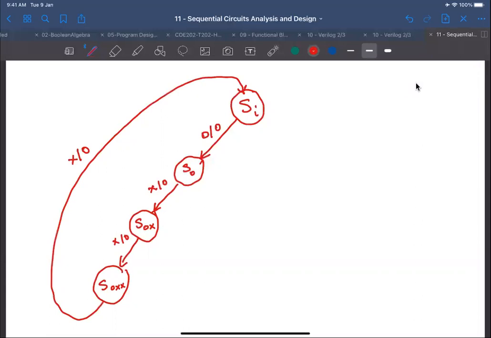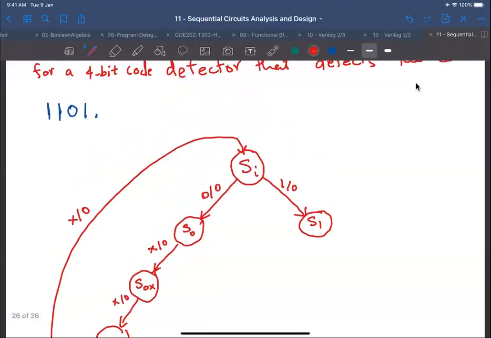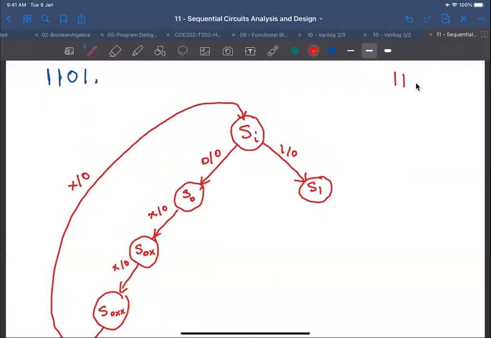Now, if you're lucky, you'll get a 1 here, but the output is still 0. Maybe this is not my code. And then I go to S1. All right? However, my code is what? My code is 1101.